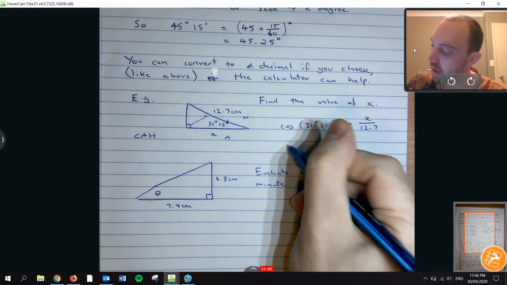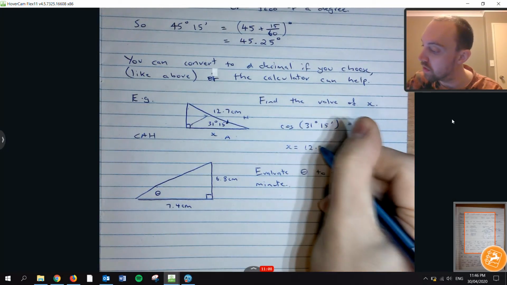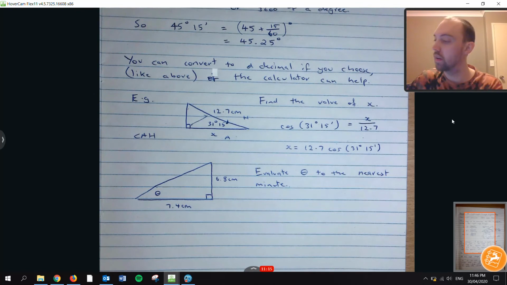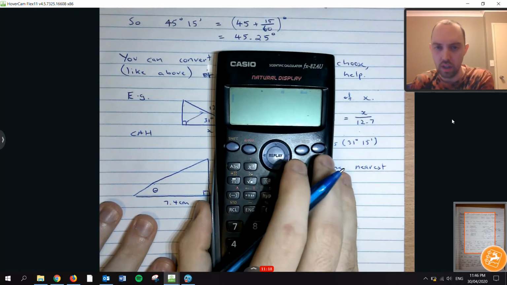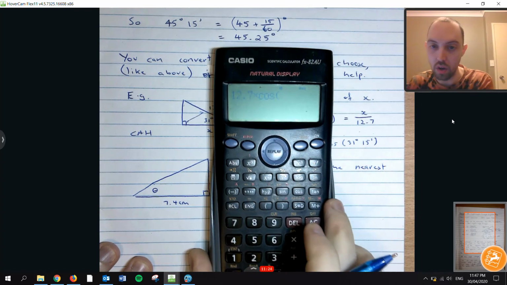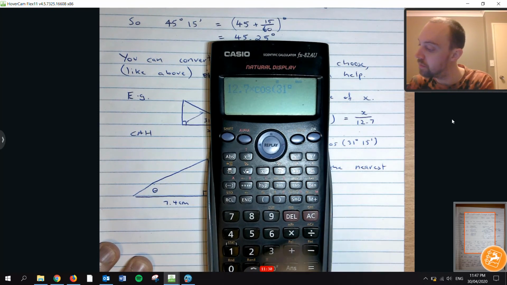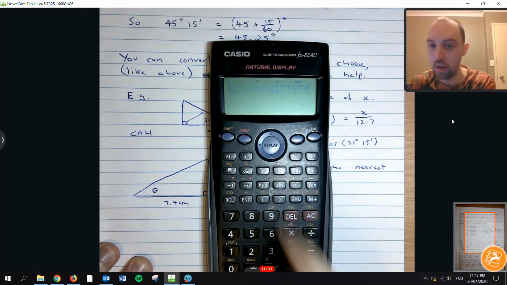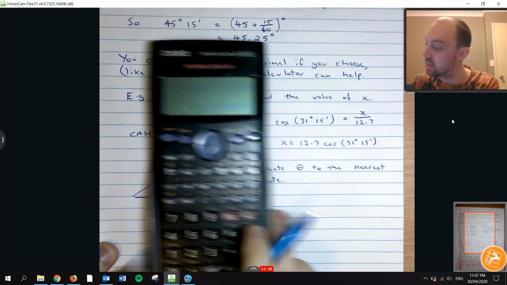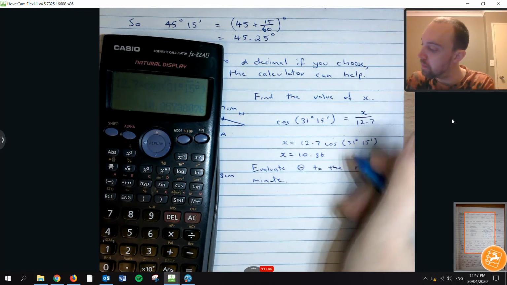Rearrange, we're going to get x is equal to 12.7 times by cos of 31 degrees, 15 minutes. Again, calculator's fading a little bit. 12.7 times by cos of 31 degrees, 15 minutes, bracket, making sure that my calculator is in degrees. 10.86 is what we should get. 10.86 centimeters.